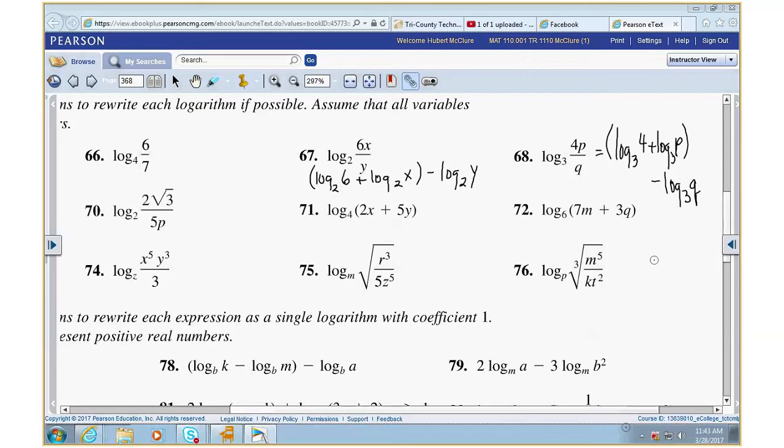All right, try number 74. I'll tell you what, do 70 and 74, yes. That's log base z on 74.